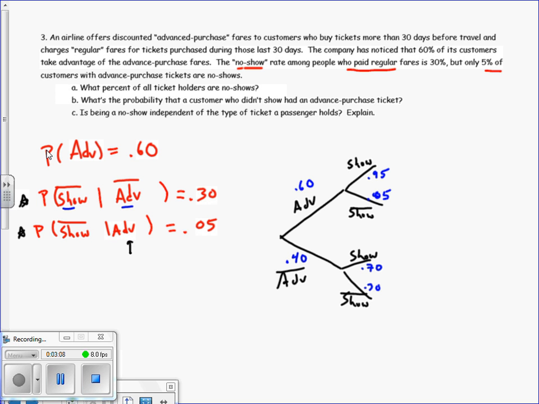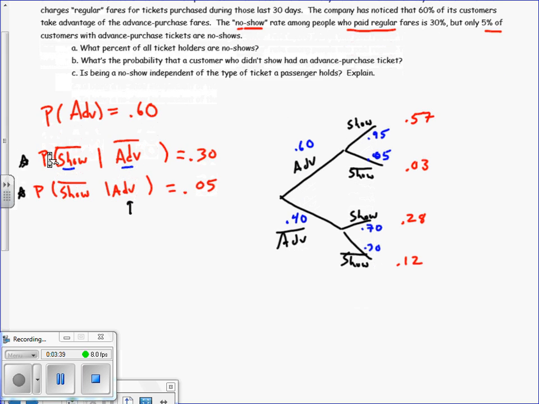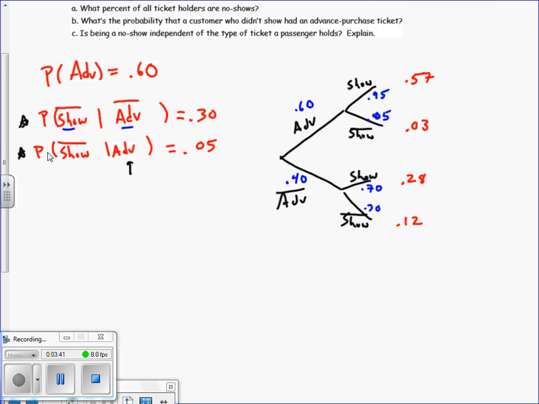Now, my suggestion to you is to go ahead and fill in all the gaps here at the end of the tree. So this would be 0.60 times 0.95, 0.57, 0.60 times 0.05, 0.03, 0.4 times 0.7 is 0.28, and then 0.4 times 0.3 is 0.12. And again, if you do all the ends of the branches, we should add up to 1. So now that we got everything organized, let's pick through this and come up with some answers to these questions.